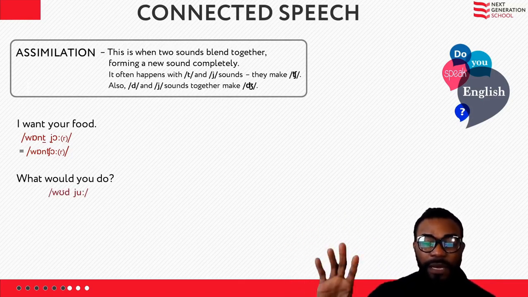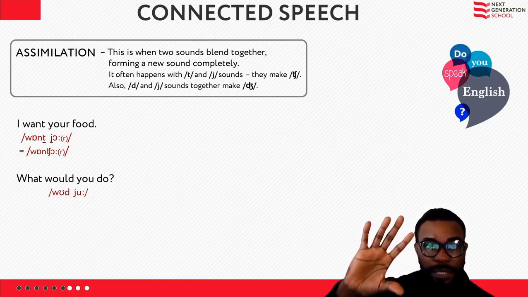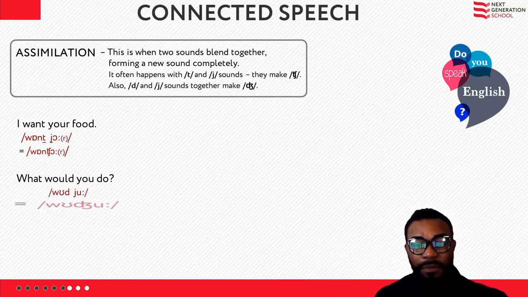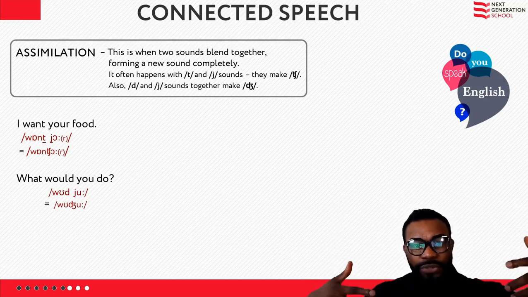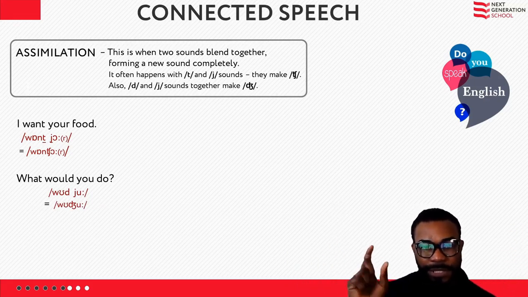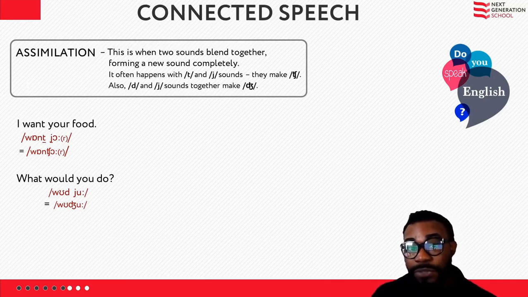So we have would and you, d and y, and together we have "what would you do?" D and y create j. What would you do? Repeat. What would you do?